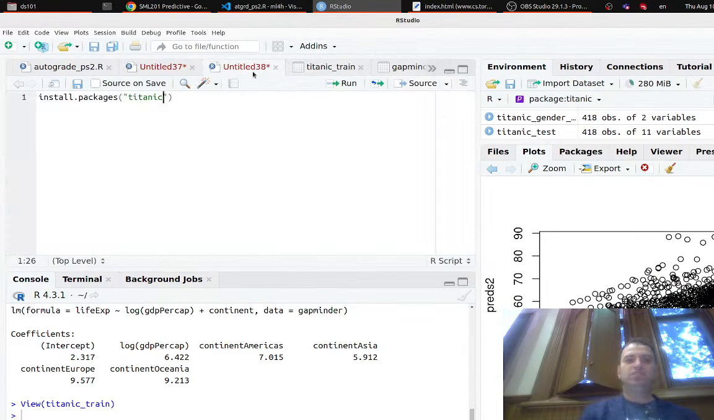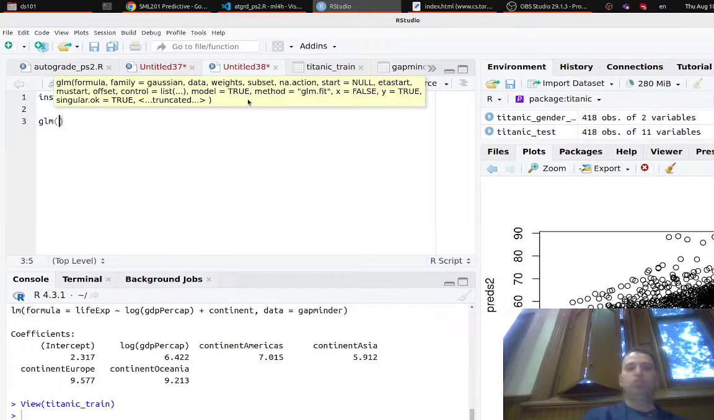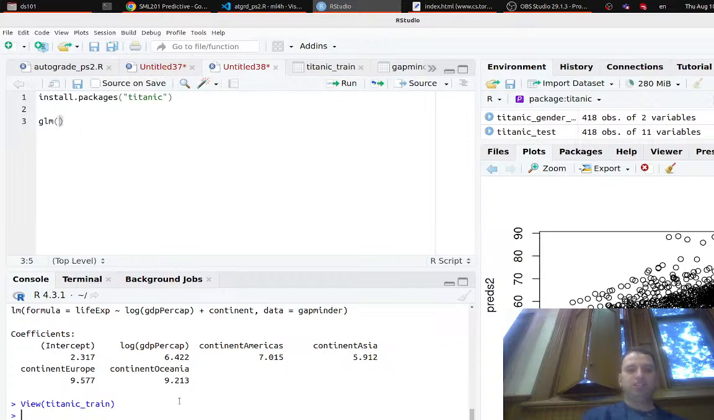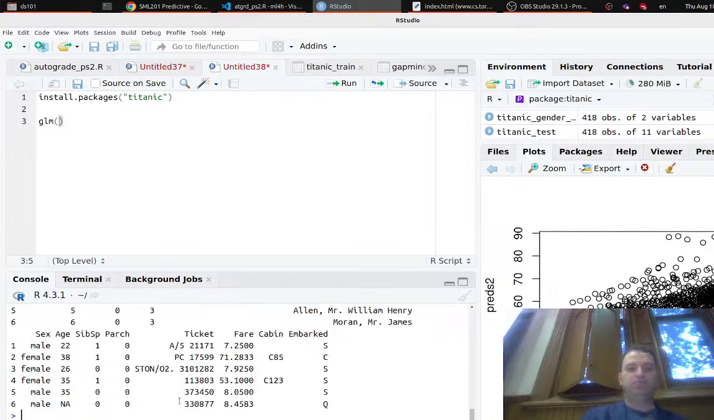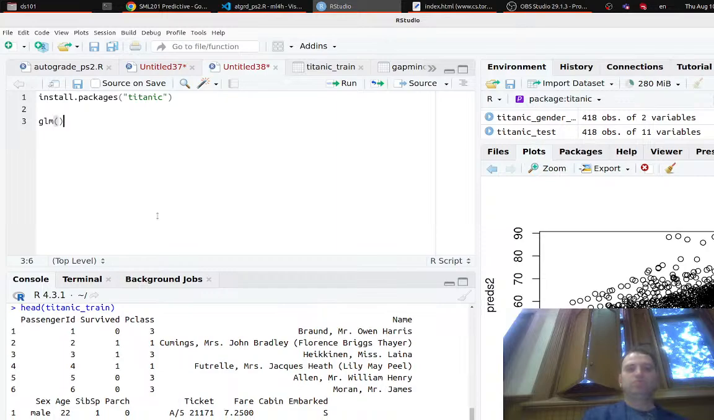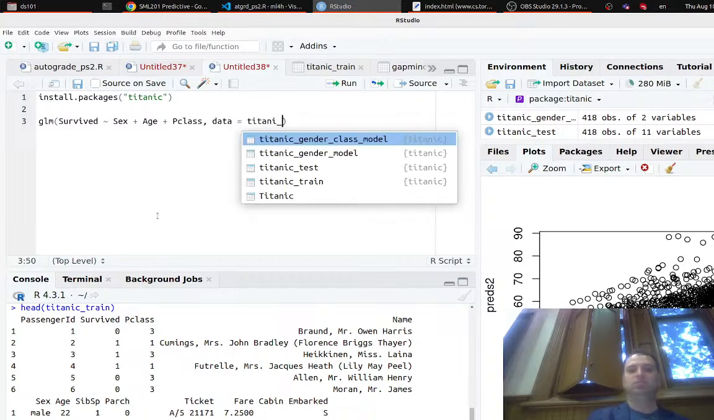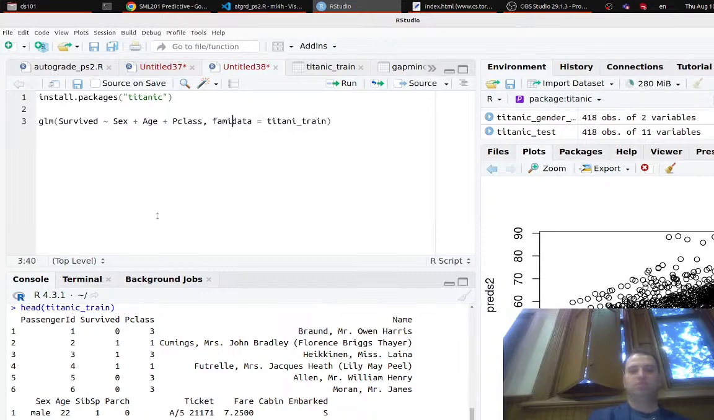So in practice, the way we do it is very similar to what you would usually do. This is Titanic train. You would say GLM instead of LM. And here, maybe you want to use the sex and the age and the class. For the purposes of this class, I'm always going to say family binomial. I'm not going to go into the details. I can post readings about this if you like, but we're basically always saying family binomial.